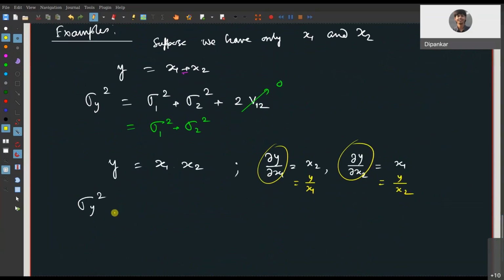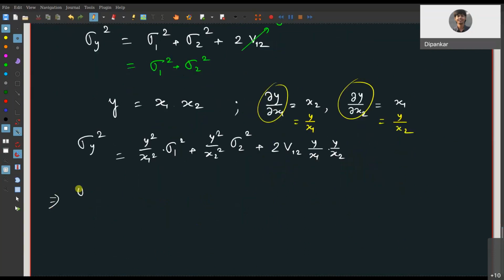then you will have this relation: sigma y square equals delta y by delta x1, which means y over x1 squared, so y square by x1 square times sigma 1 square, plus y square by x2 square times sigma 2 square, plus 2v12 times y by x1 into y by x2. Okay, so you can take y square common from this side, and you can cast this like this. So sigma y square by y square equals sigma 1 square by x1 square, plus sigma 2 square by x2 square, plus 2v12 by x1 x2, that is again y.